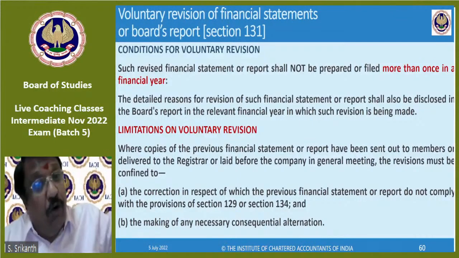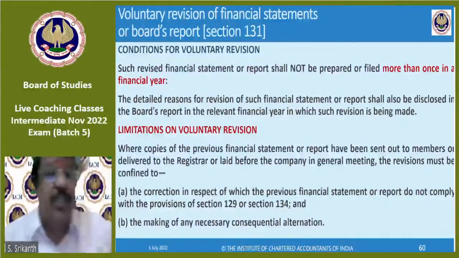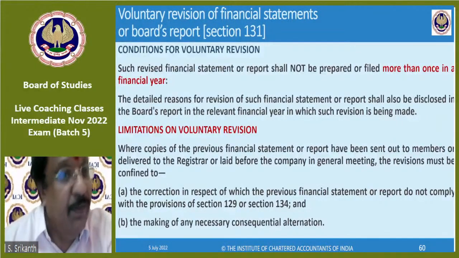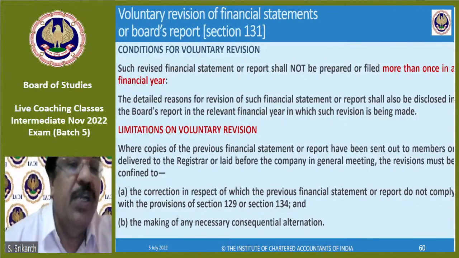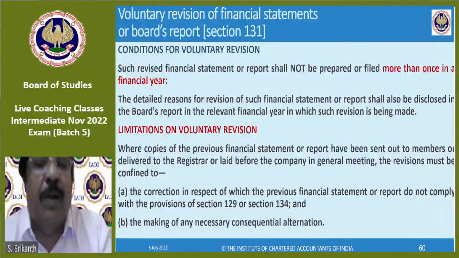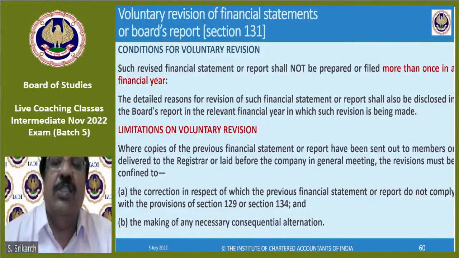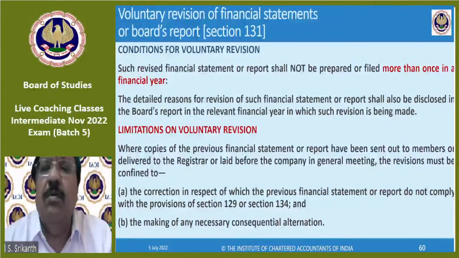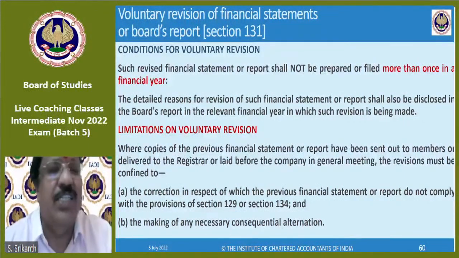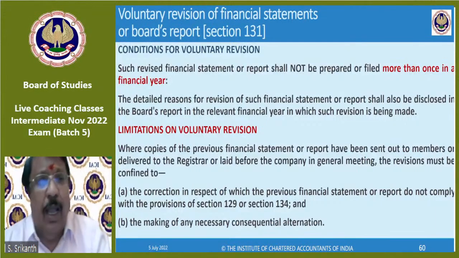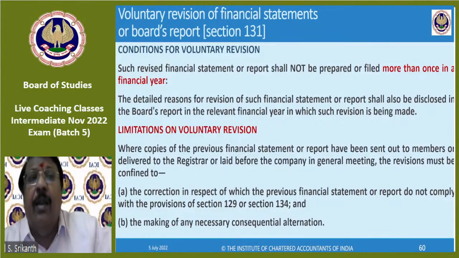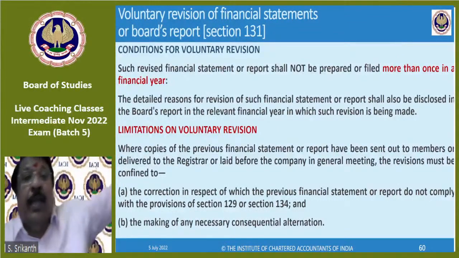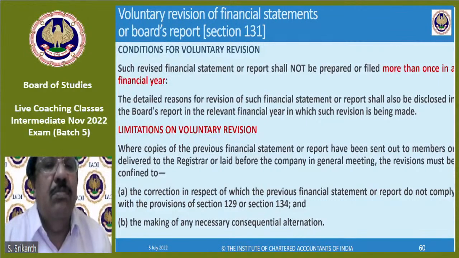Next financial year, 23-24. Can I again revise 20-21? That is my question. Second time, can I revise the same accounts? Unfortunately, the wording of the sections seems to permit it. Why? Because it uses the words financial statement shall not be revised or filed more than once in a financial year, which means I cannot revise 2021 again in the 22-23 financial year, but in the 23-24 financial year I can revise 2021. This is what I am trying to tell.